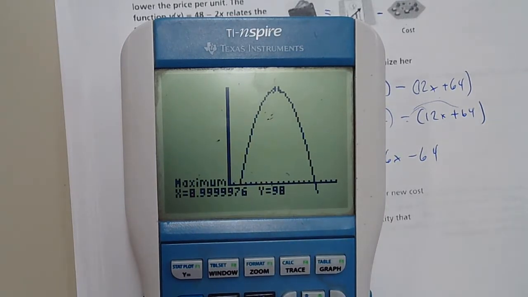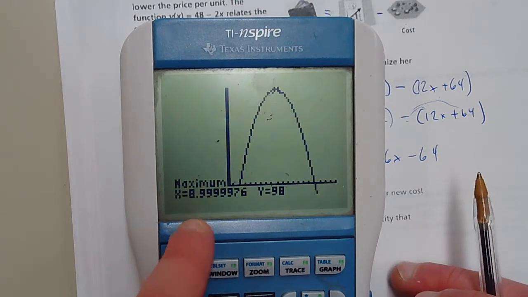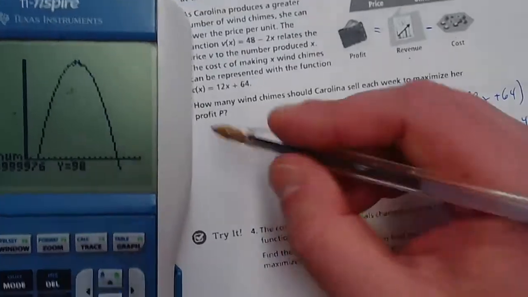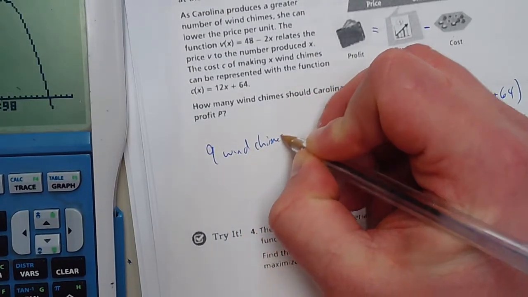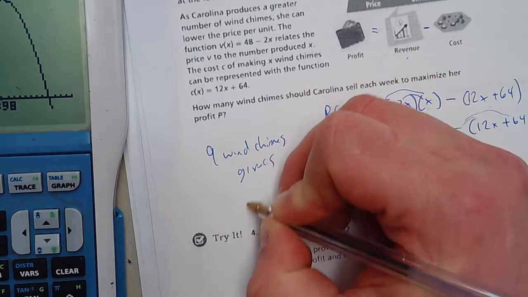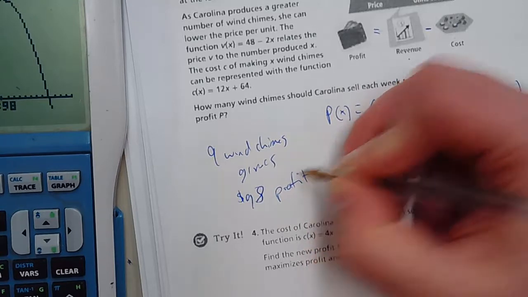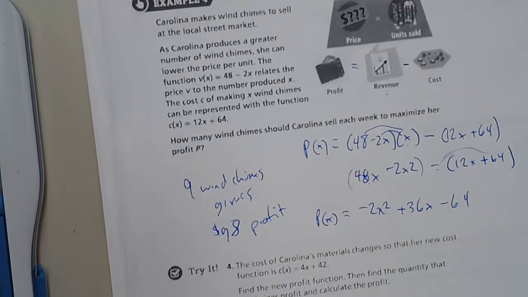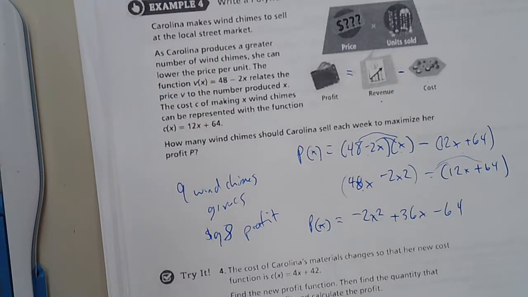So one of the big takeaways from this problem is being able to interpret what's going on. 9 chimes is going to give her the most profit, so that's what we're going to write here. We're going to say 9 wind chimes gives $98 profit, and that'd be her best case scenario. So if Carolina's trying to figure out what she should do, based off all the information we're given, she should make 9 of them, take them in, sell them, and that's going to get her the most money.